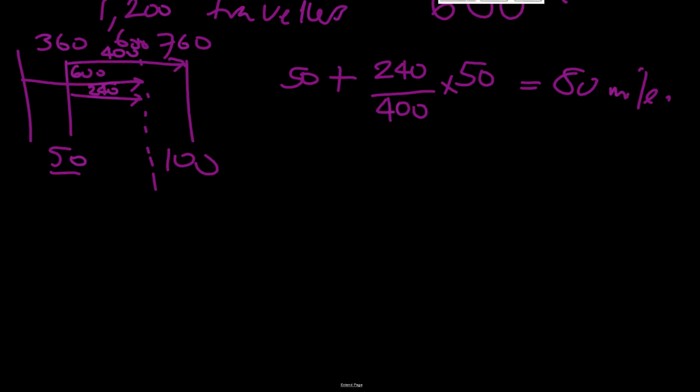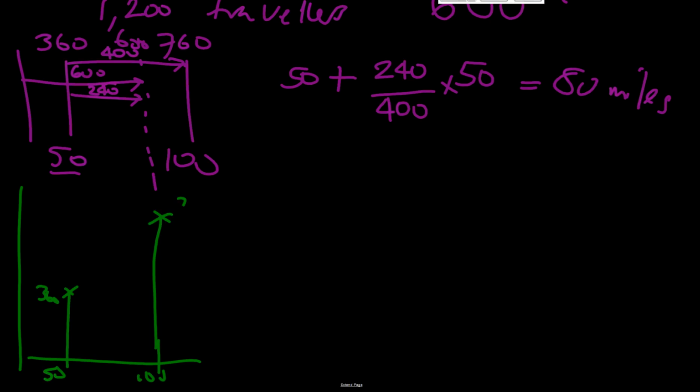The alternate here is to draw yourself very quickly a section of a cumulative frequency diagram. So we've got our 50 miles, and at 50 miles we've got 360. If we did our scale, that would be 360. And at 100 miles we have 760 individuals. So there we are.